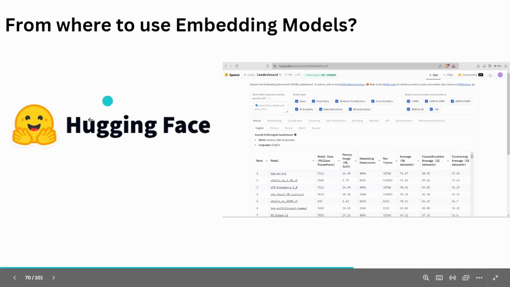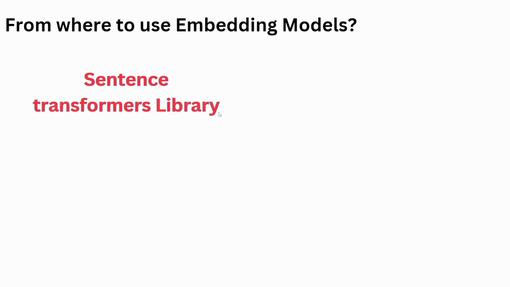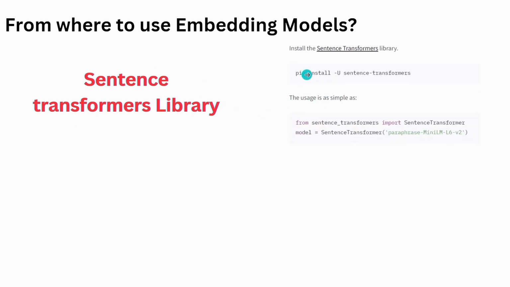So we have seen Hugging Face, and how to access the embedding model from Hugging Face. You can get it from the sentence transformer library also. You just need to type pip install sentence-transformers, and you can give the models which are present in the sentence transformer, and this will load that particular embedding model, and you will be able to convert your text to vectors with the help of those embedding models.